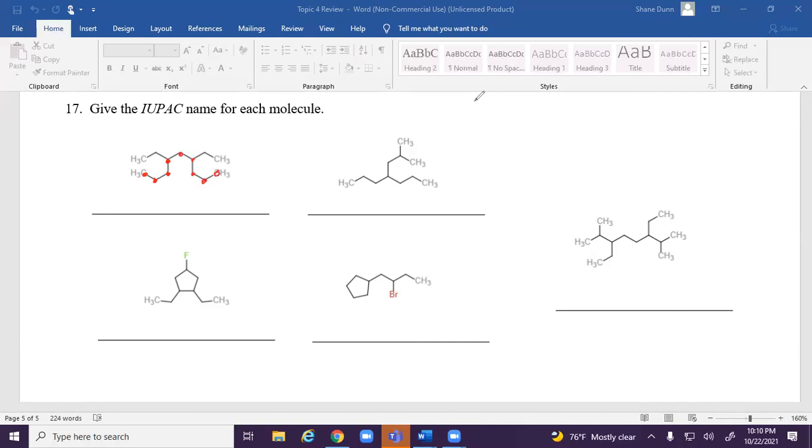1, 2, 3, 4, 5, 6, 7, 8, 9. Nonane, right? Either way, 1, 2, 3, 4, 5, 6. It doesn't matter which way you name it, they're both the same thing. So it would be 4,6-diethylnonane. There is no hyphen between diethyl and nonane.